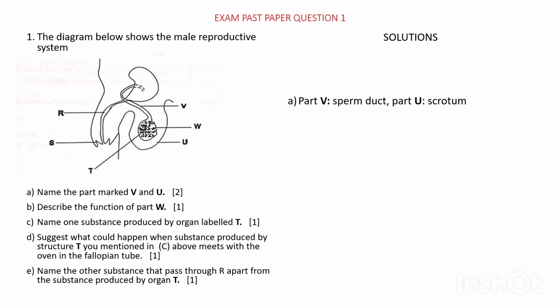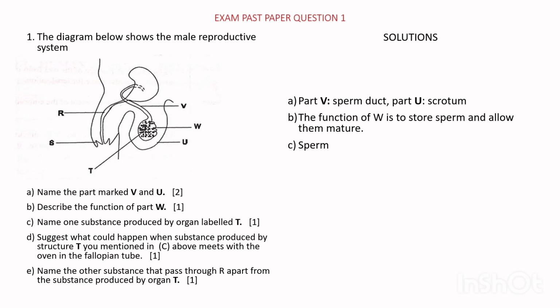Question B. Describe the function of part W. The function of part W, which we know is the epididymis, is to store sperm and allow sperm to mature. Question C. Name one substance produced by the organ labeled T. The substance is sperm.